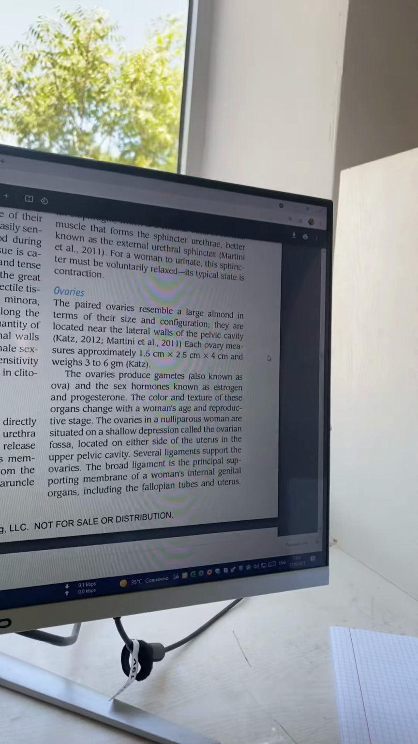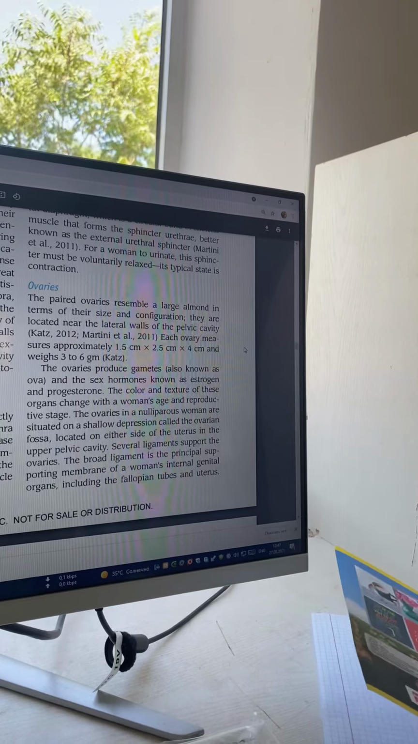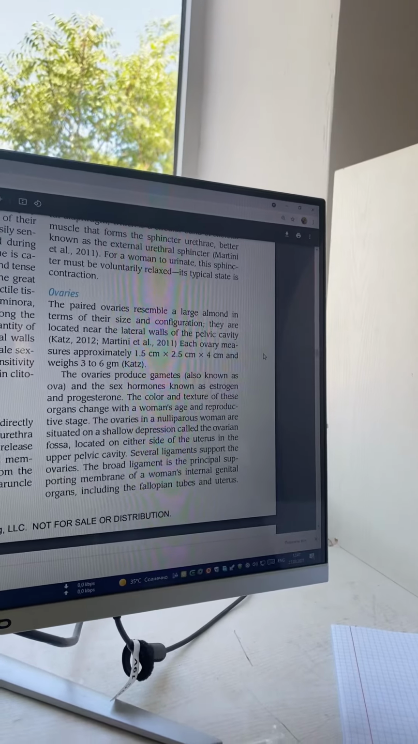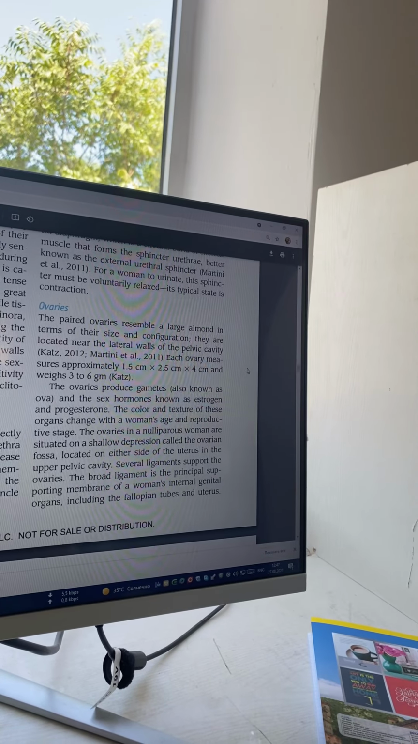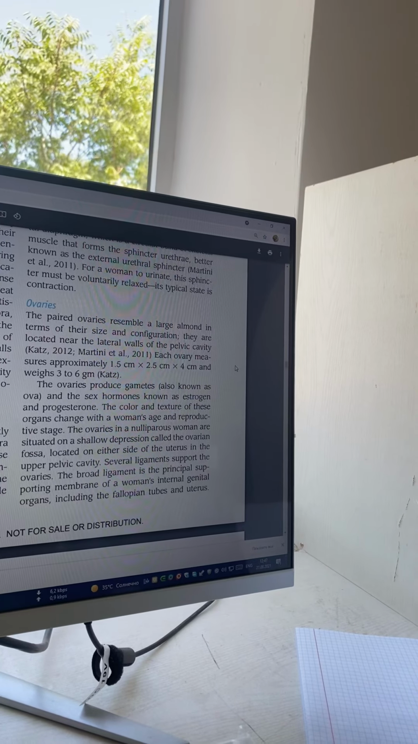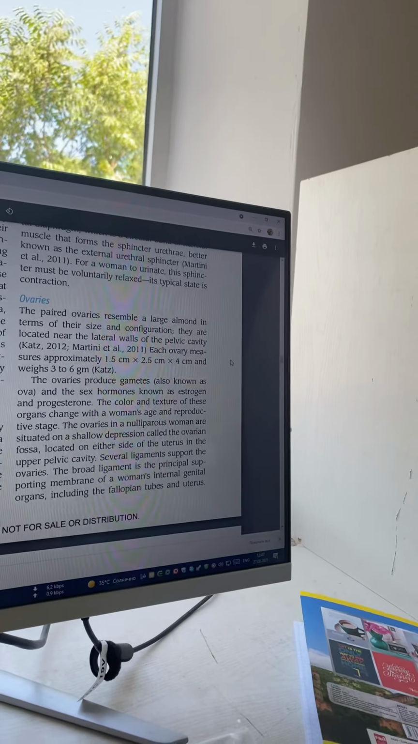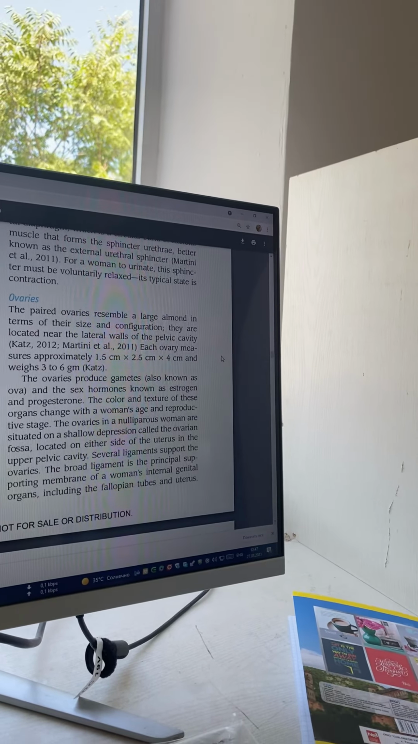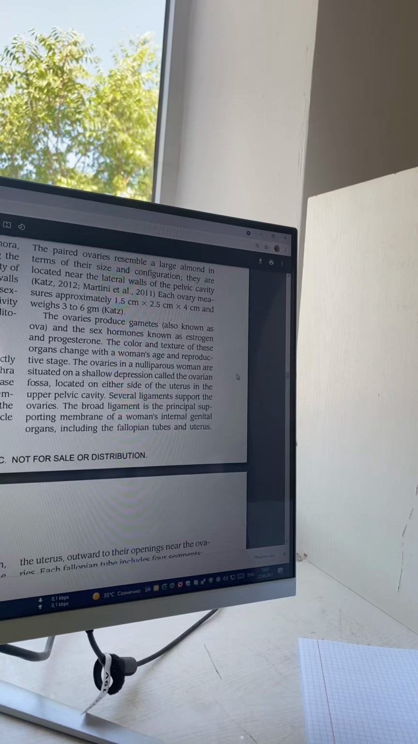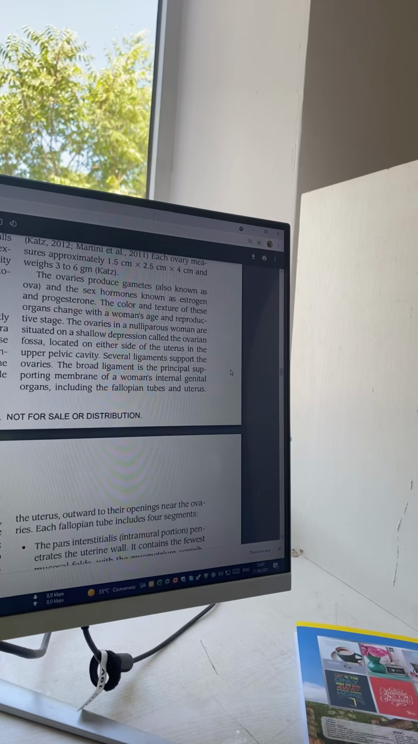3 to 6 grams. The ovaries produce gametes, also known as ova, and the sex hormones known as estrogen and progesterone. The color and texture of these organs change with a woman's age and reproductive stage. The ovaries in a nulliparous woman are situated in a shallow depression called the ovarian fossa, located on either side of the uterus, in the upper pelvic cavity. Several ligaments support the ovaries.